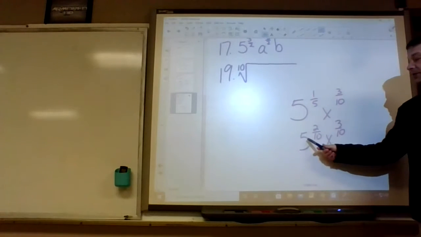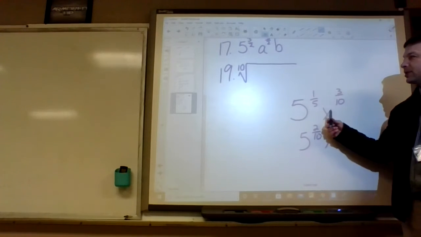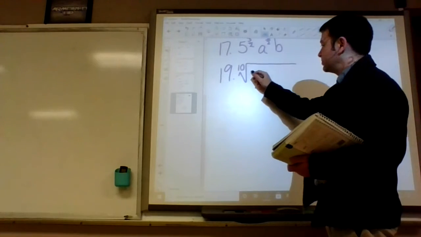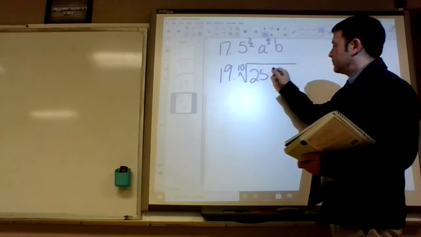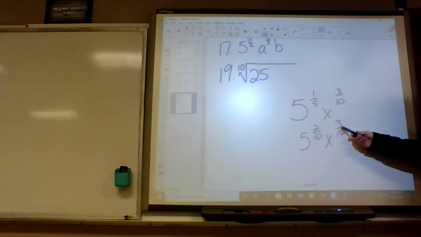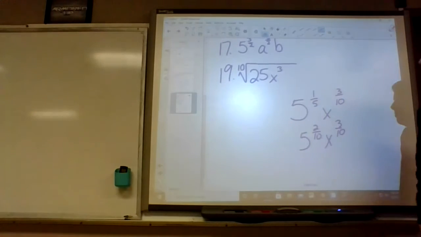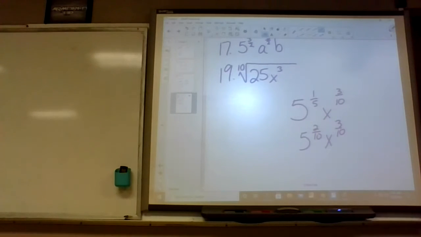Okay, so what's going to go on the inside? 5 squared. Now, we're not doing exponential form anymore, so I'm going to change 5 squared to 25. And x cubed. We might need some help on that later, but we just did one.